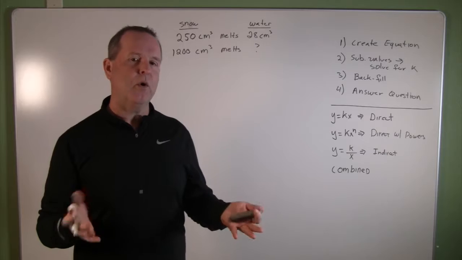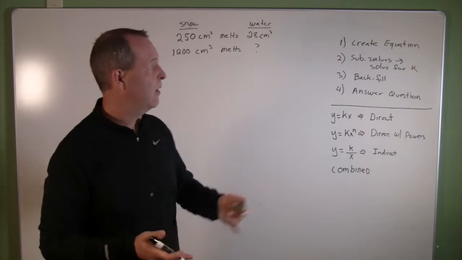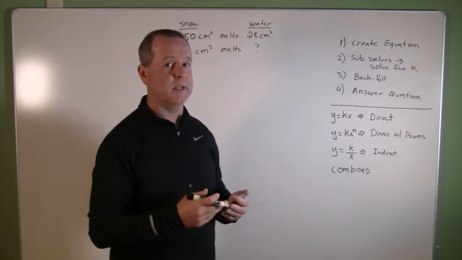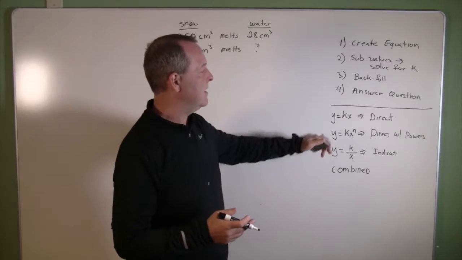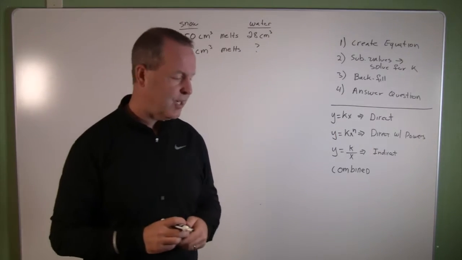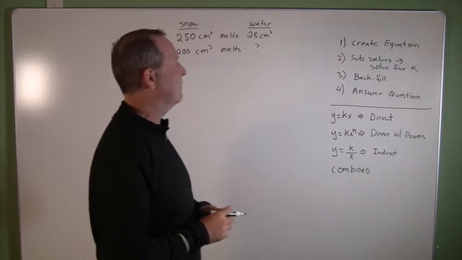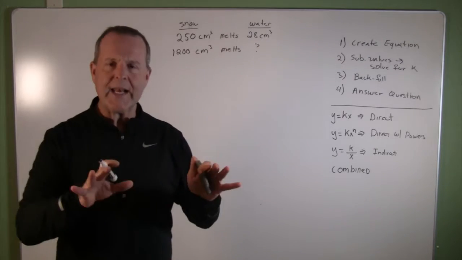There's a general problem solving strategy that I'm going to work through and I'll explain on our first example. And then also I have listed some of the different types of variations that we have. So let's look at a problem.